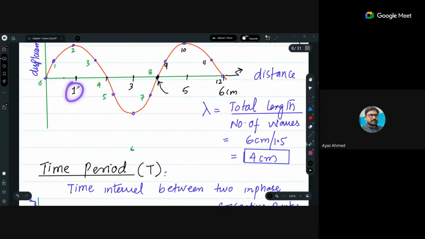So just see it. If I say this black one is 1 centimeter, then 3 centimeter, 5 centimeter, then this is your 4 centimeters. So you can calculate wavelength from this graph. Is it clear?